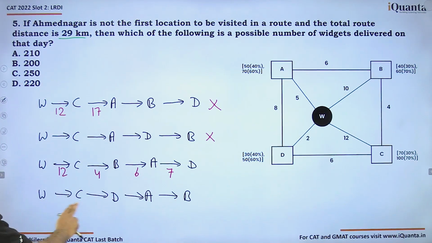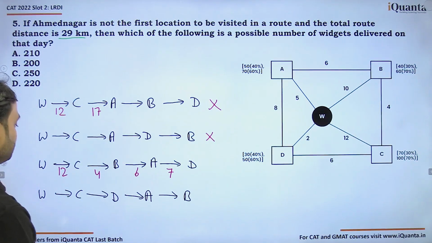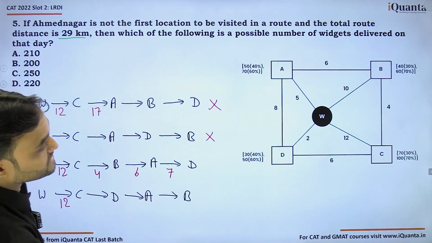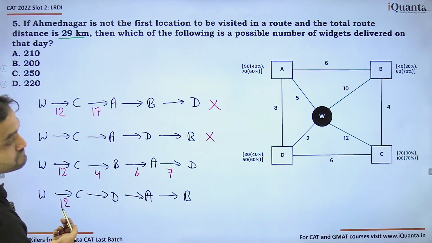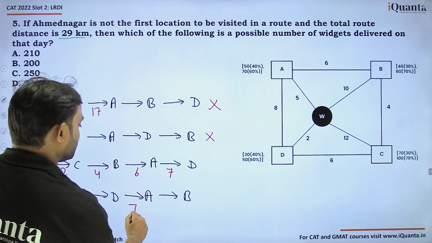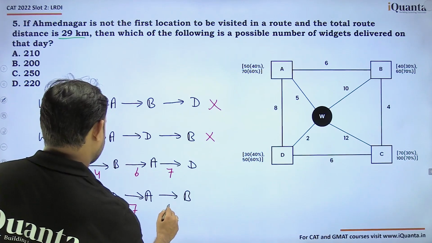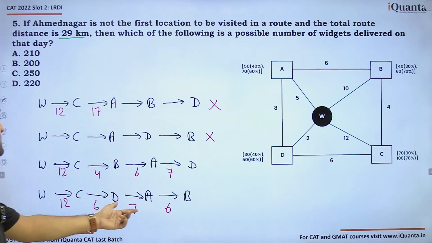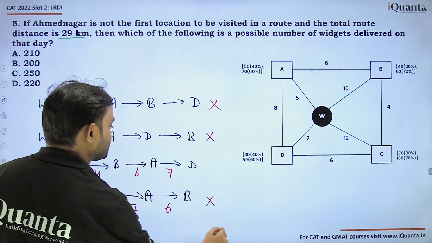Now let's check out this one. W to C, 12 kilometer. C to D is 6 kilometer. D to A is 7 kilometer, and A to B is 6 kilometer. So 18 plus 13, this is 31. Again, we can cancel this out.